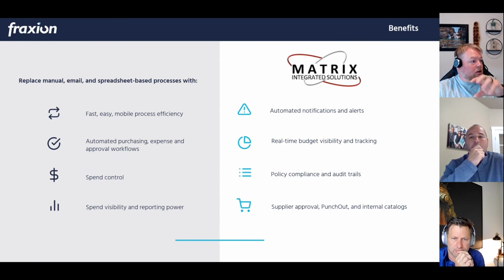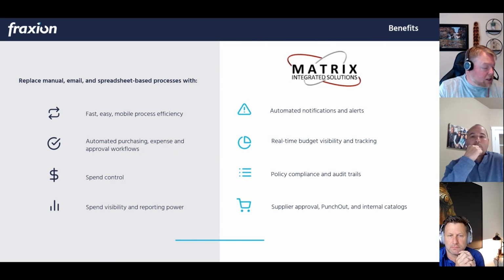Or if someone is buying something they shouldn't be buying, we can put all kinds of alerts and notifications so that people are getting system generated notes when the system says, "Hey, you're out of where you should be. You're out of scope on this. You need to look at this," and then people can intervene and make a decision. That real-time budget visibility and tracking is huge.